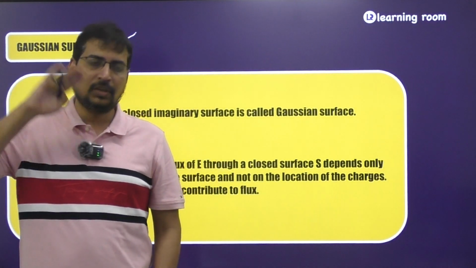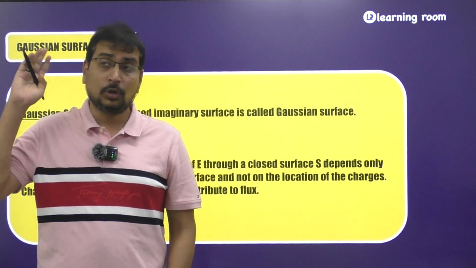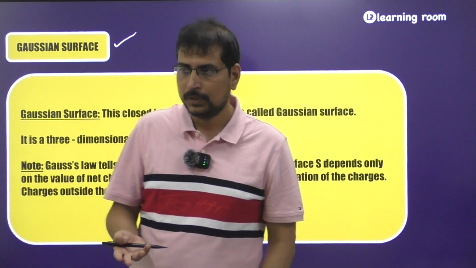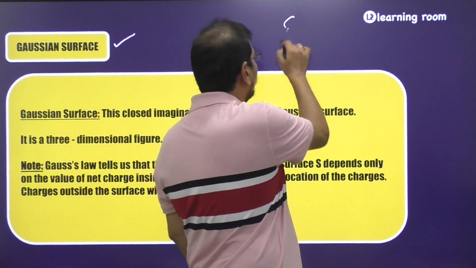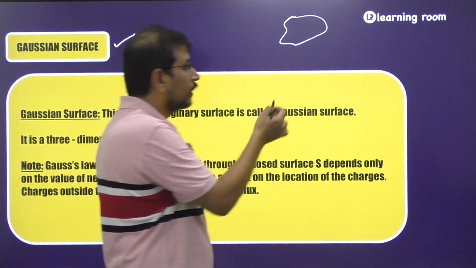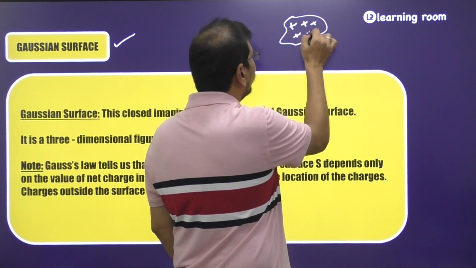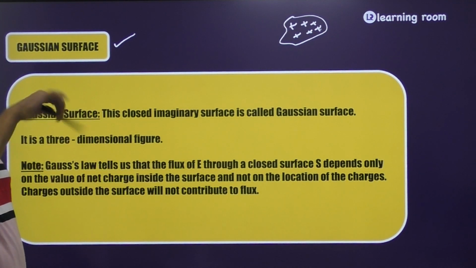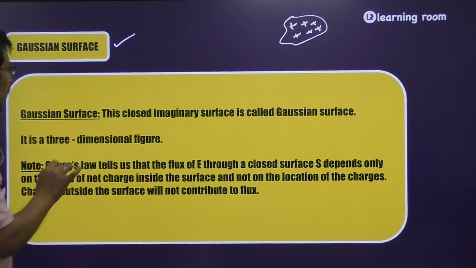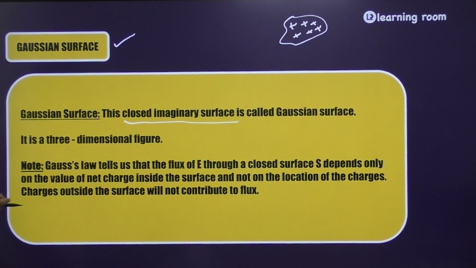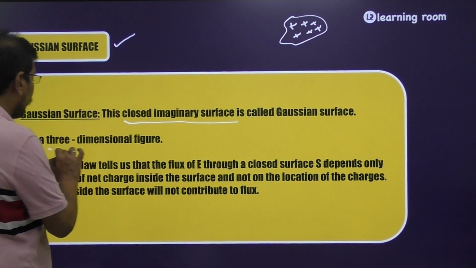We discussed 3 main types. Those are all uniform charge distributions, but there is a possibility where something can be non-uniform also. Like you can have a charge distributed in some shape like this, who knows. When you have something like this, for us to apply Gauss law, we need to consider a closed surface. And that closed imaginary surface that we consider is what is called a Gaussian surface, and mostly it is a three-dimensional figure.